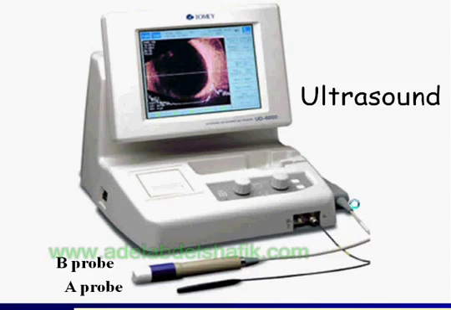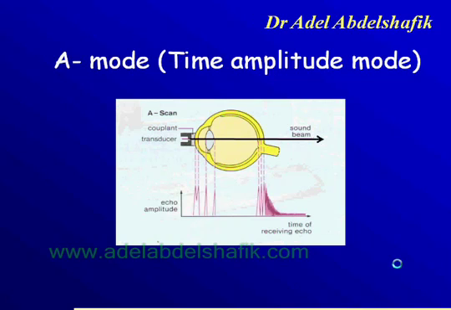Now, ultrasound. If you buy an instrument, you receive it with two probes. An A probe, the small one on the bottom, and a B probe, the large one. The A probe, we call it a time amplitude mode. This probe will send just one beam of ultrasound.